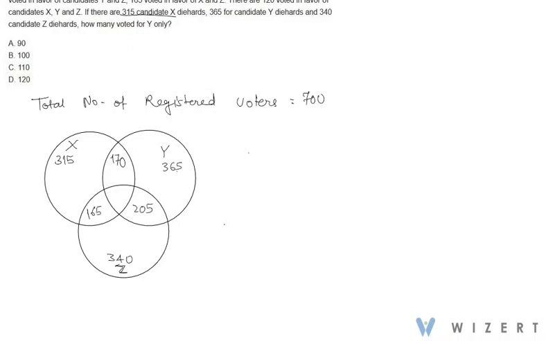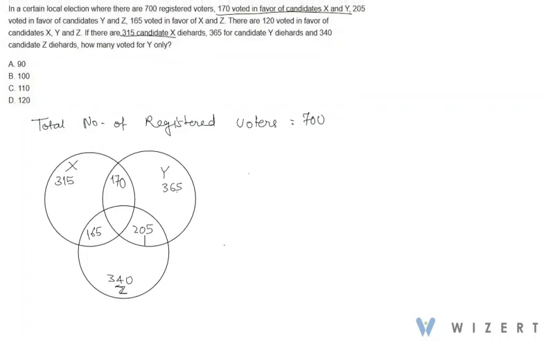The question also says in the next part there are 120 people who voted in favor of candidates X, Y and Z. So this little overlap here, the overlap of all three circles, represents 120 people. Now, in order to find the number of people represented by only this part of the overlap, we can write 170 minus 120 equal to 50 people voted for X and Y.